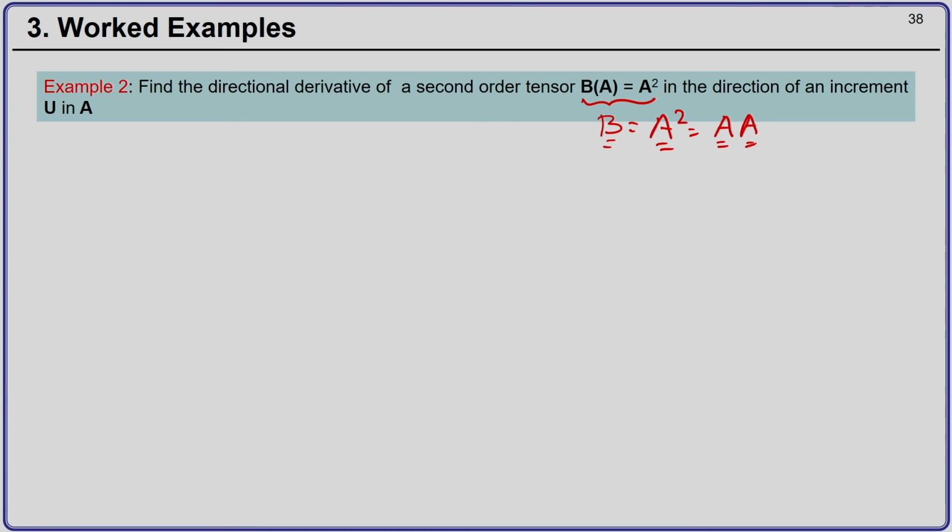In direct notation you can write the power, but when you are writing in indicial notation, as I told, if you remember, you cannot write that power. You have to break it into terms of single degree. So, now we wish to compute the directional derivative of the second order tensor B in the direction of an increment u in A.